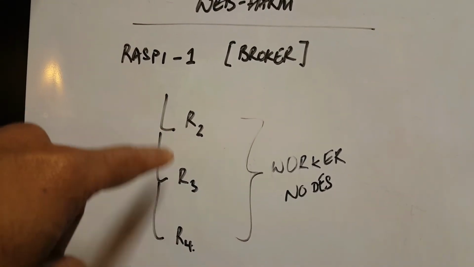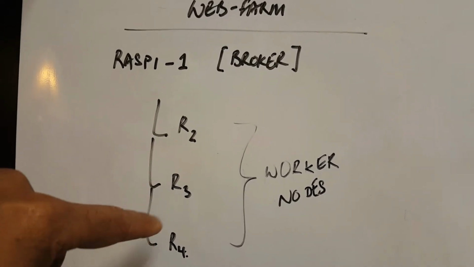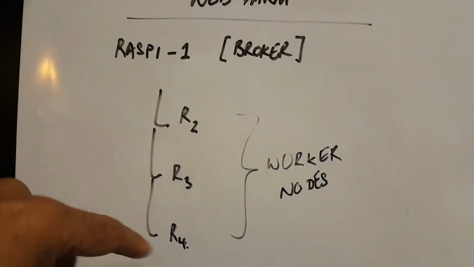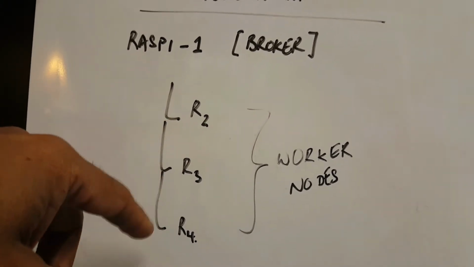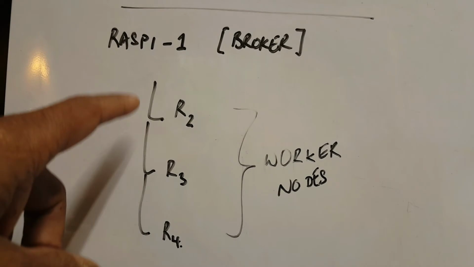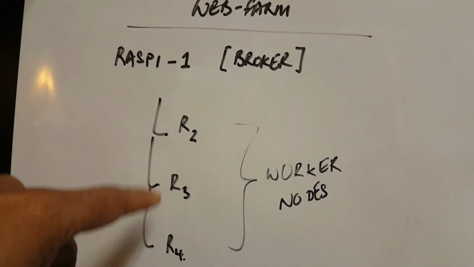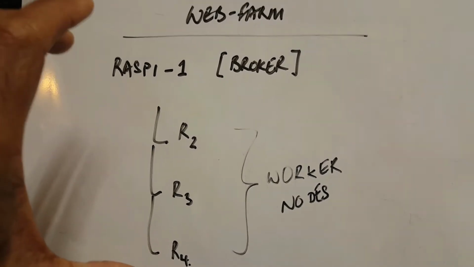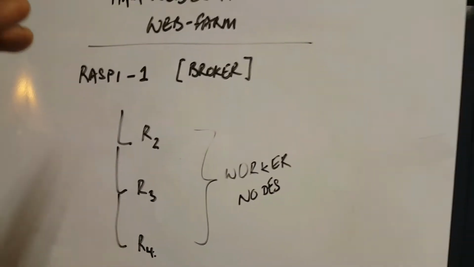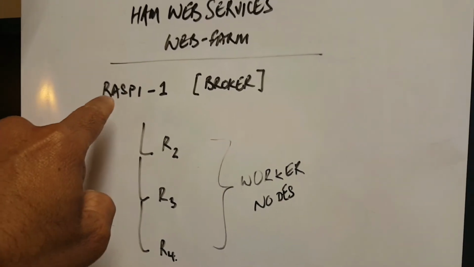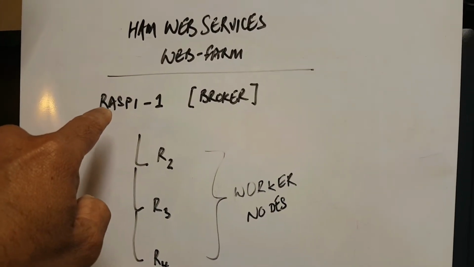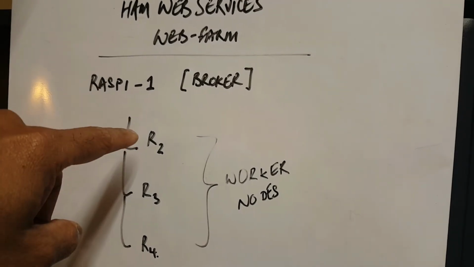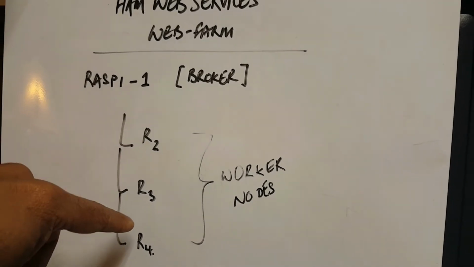And all 3 of these Raspberry Pis run the required Python code and the HTML and PHP code that's required to serve up the web pages or web services. So let's quickly jump over to my terminal. Let's first look at Raspberry Pi 1 and its NGINX configuration, and then I'll show you the rest of the 3.